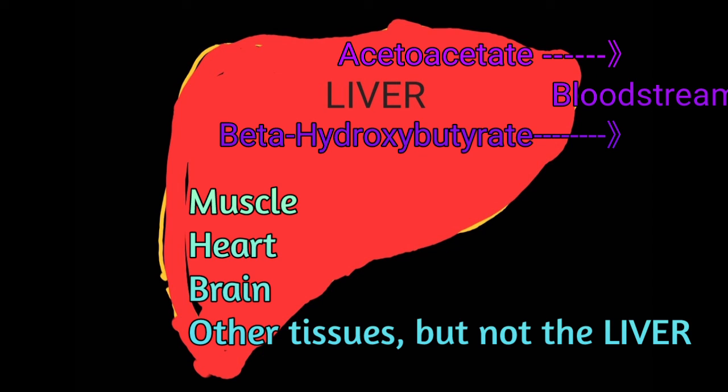So knowing what they're used for, what's the advantage of having these molecules made, is that they can be transportable in the bloodstream and they can be used as an alternative energy source by a variety of cells, including the brain. Okay.